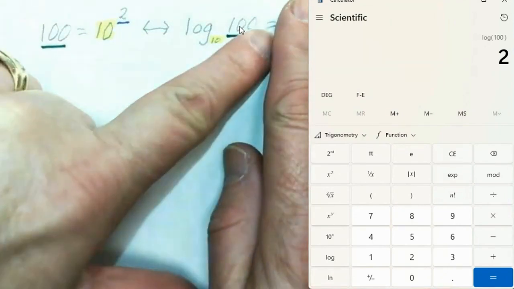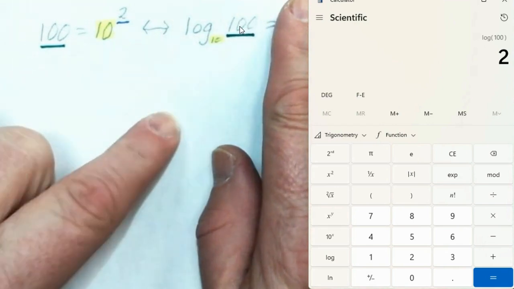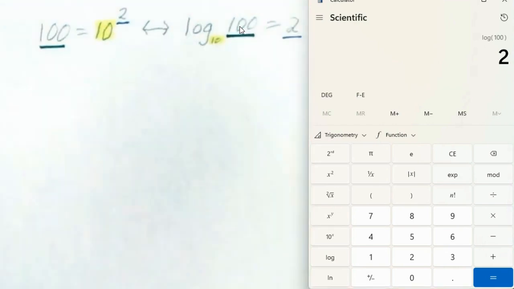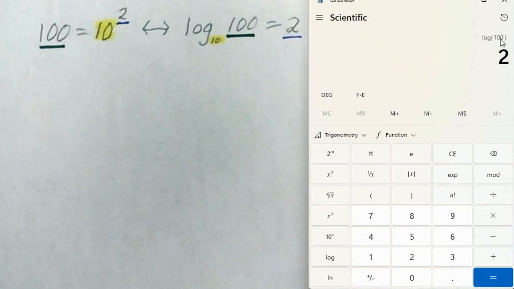10 to what power equals 100? That's what this logarithm is saying. Well, 2. 10 to the second power equals 100. So when I put log 100 in my calculator, it tells me the answer is 2. If I put 1,000, it's 3, because 10 times 10 times 10 is 1,000.